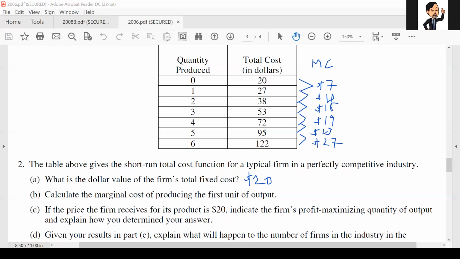If we receive $20 for our product, would you make the first unit? How about the second unit? Would you create a unit for $11 if you got $20 back for it? Would you create a unit for $15? Would you create a unit for $19? How about $23? No. So we're going to make unit 1, 2, 3, 4, but not 5. The answer is just 4.